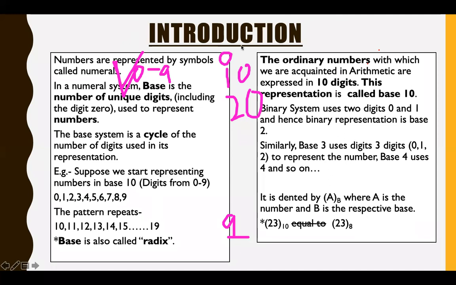Now suppose you take another base. Suppose you take base 2. In base 2, you have only the digits 0 and 1. So the first number will be 0, then the second number will be 1. Now the third number will be 1, 0. Then 1, 1. Now it has ended again. So again 1, 0, 0, then 1, 0, 1.